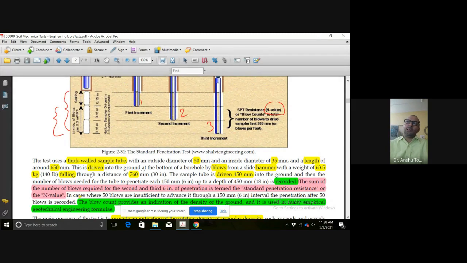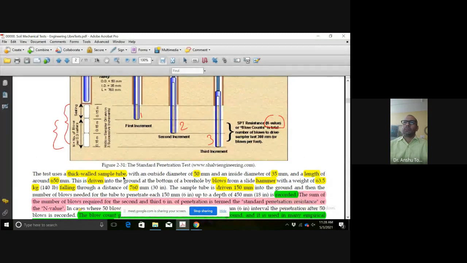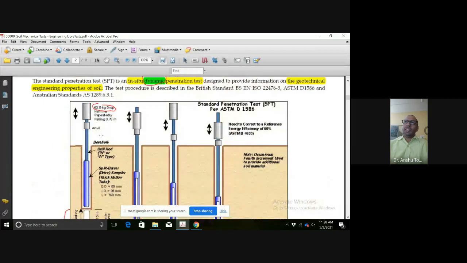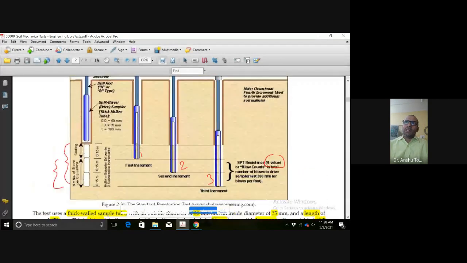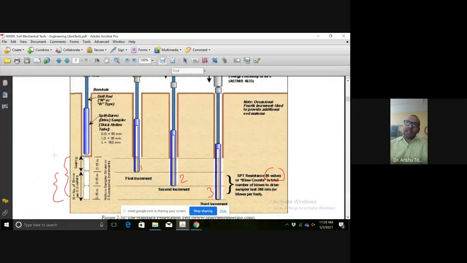This rod length, although it has been mentioned here that it is 650, but the depth, we have started the testing from here. Now it varies at what depth you require the soil strata to be evaluated. Accordingly, this borehole has to be done.